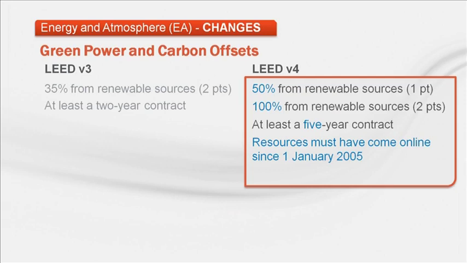But the requirements of V4 are more stringent. The levels of purchase are 50% for 1 point and 100% for 2 points. In addition, the qualified resources must have come online since January 1st, 2005, and a contract for at least 5 years must be in force. Let's move on to the Materials and Resources section.